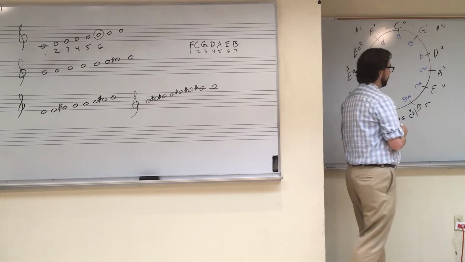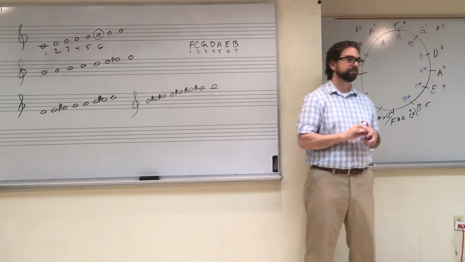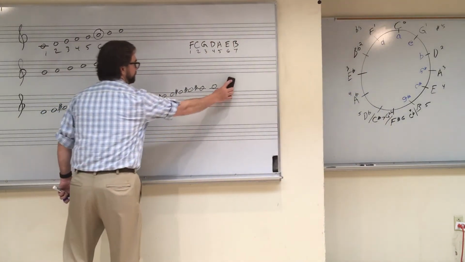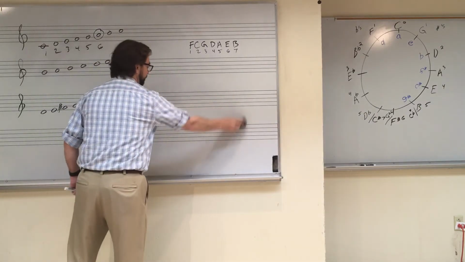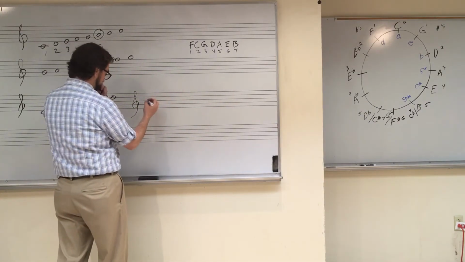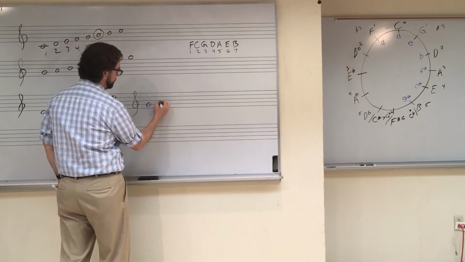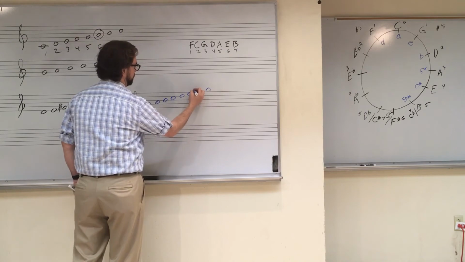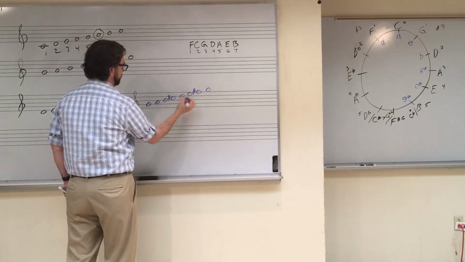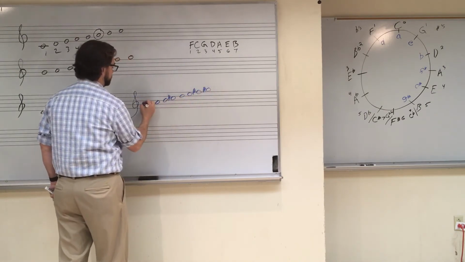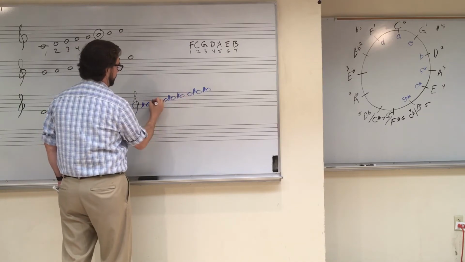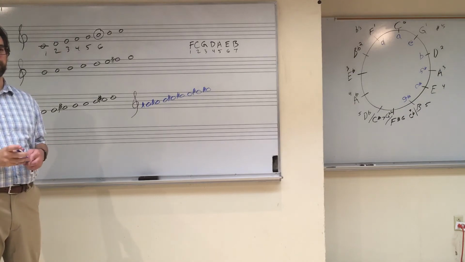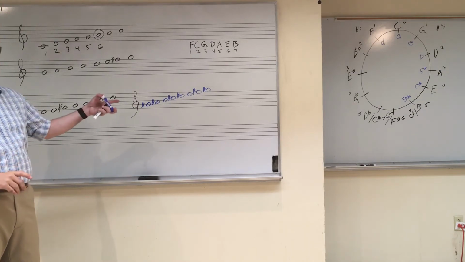So how many sharps are in G sharp minor? 5. So if I want to write a G sharp minor scale, I use the same sharps from the major scale, from the B major scale. F, C, G, D, and A. So now I just wrote a G sharp natural minor scale. It's natural because it fits the key signature.